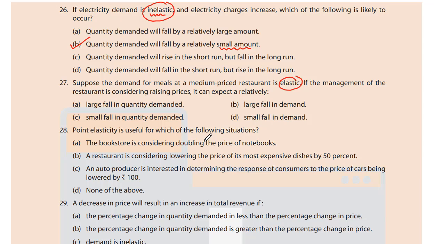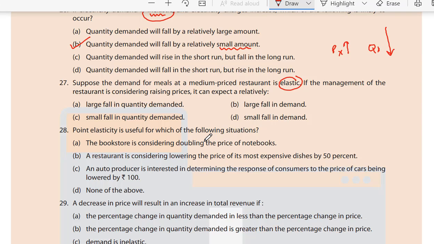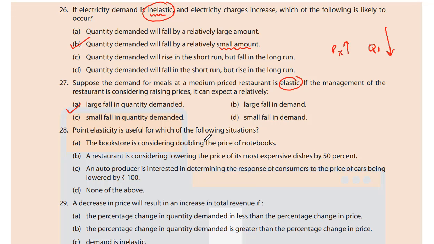Students, it is elastic, more than one. That means if the price of X will increase like this, the quantity of X will fall largely. So the answer is A, large fall in the quantity demanded. I believe you got the logic well. You understood the logic. Let's go to question number 28.